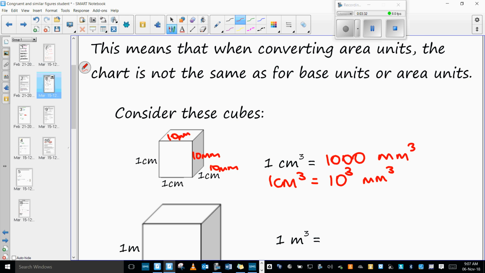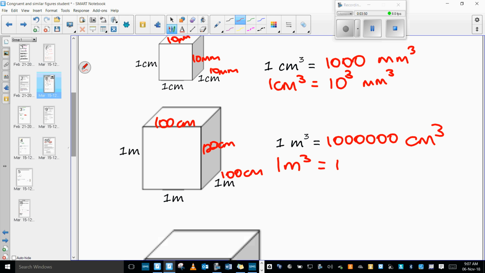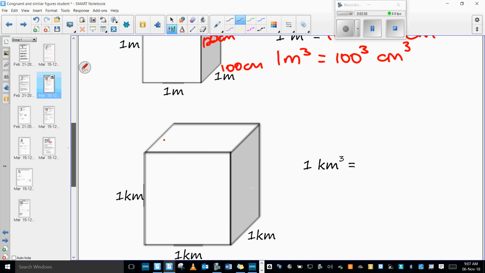So we've got 100 centimetres, 100 centimetres, 100 centimetres. So it's 1 million centimetres cubed. And then this bad boy is obviously 1,000 metres, 1,000 metres, 1,000 metres. Oh, that's a lot of zeros. 2, 3, 4, 5, 6, 7, 8, 9.